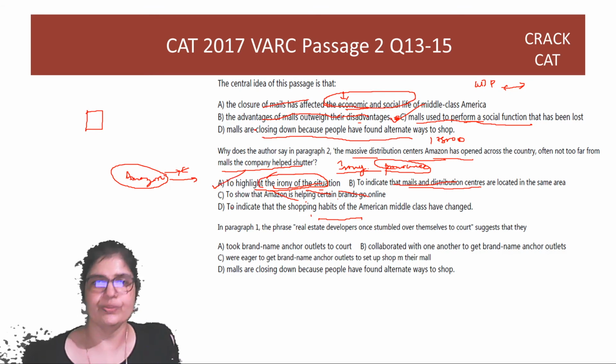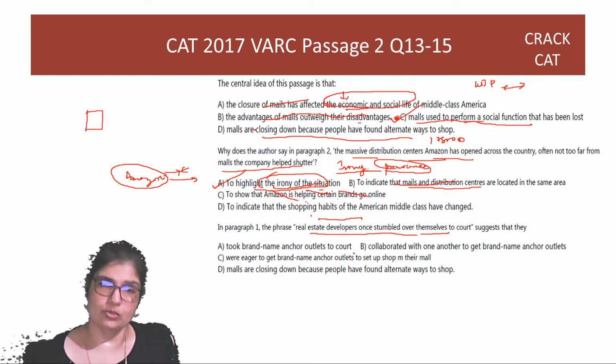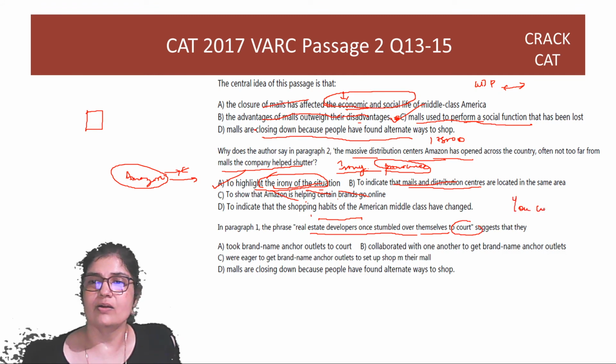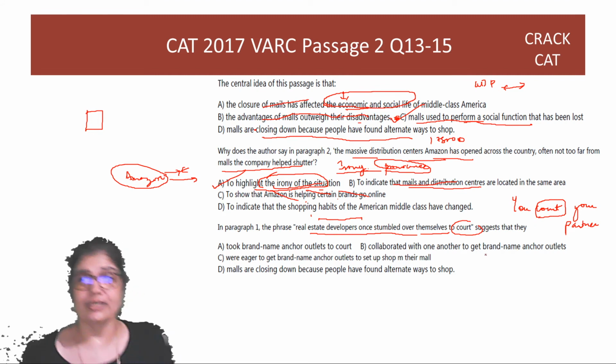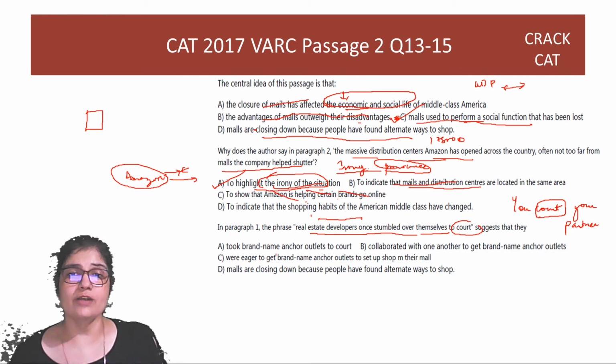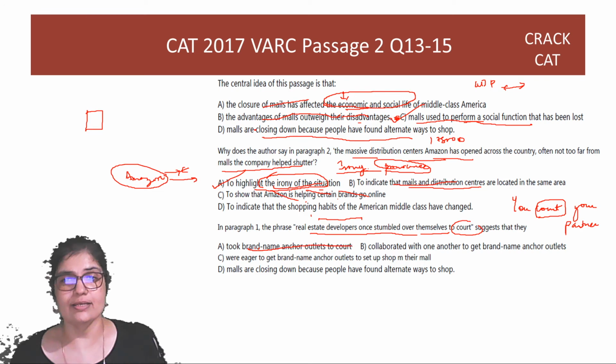So option A. In paragraph 1, the phrase real estate developers once stumbled over themselves to court brand name anchor outlets. No, this courting here, right? You court your partner, which means you make them fall in love with you, is what the word courting here means. Flattery, right? You are eager to please them. So it is not the court, meaning our high court, supreme court. It's not that court. So A is out.